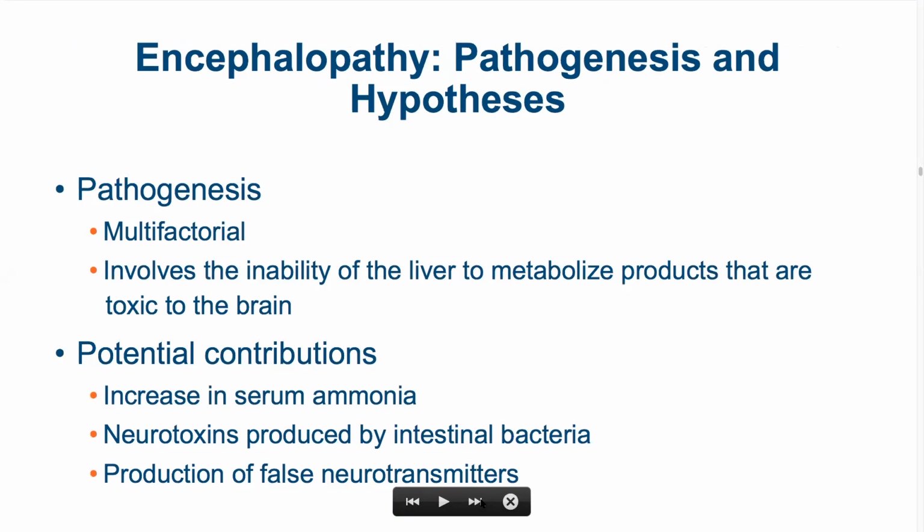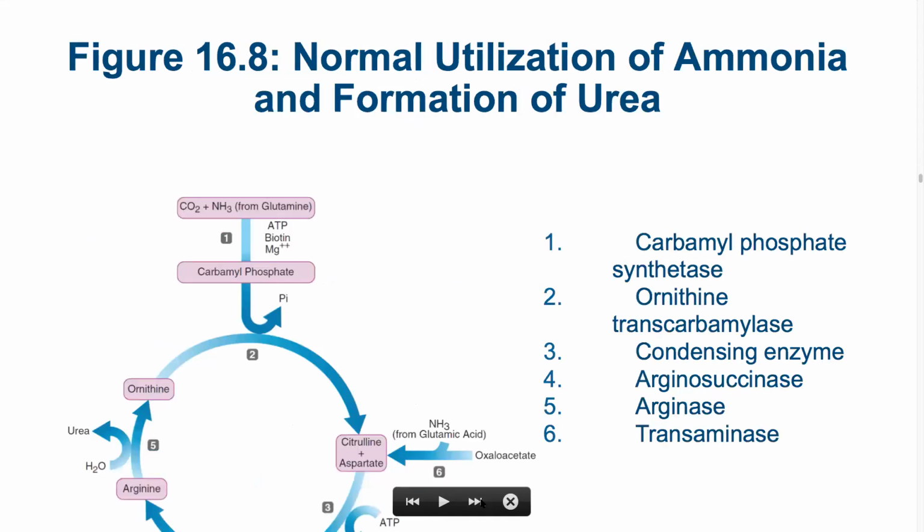The pathogenesis of hepatic encephalopathy is multifactorial and involves the inability of the liver to metabolize products that are toxic to the brain. Potential contributions could be increased serum ammonia, neurotoxins produced by intestinal bacteria, and production of false neurotransmitters. Figure 16.8 is the normal utilization of ammonia and formation of urea. Please review.